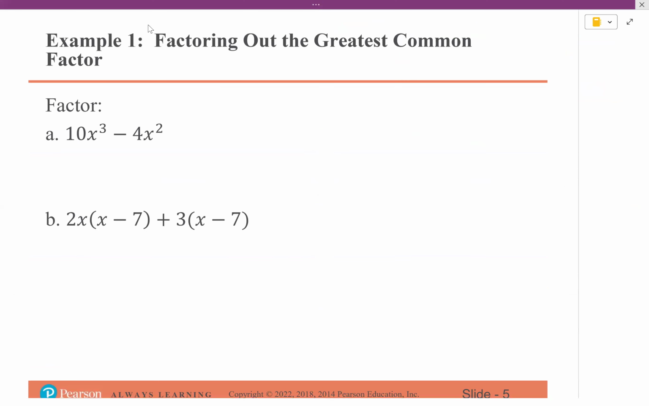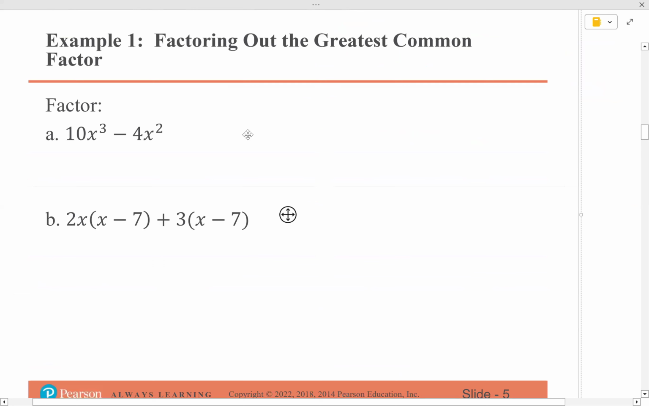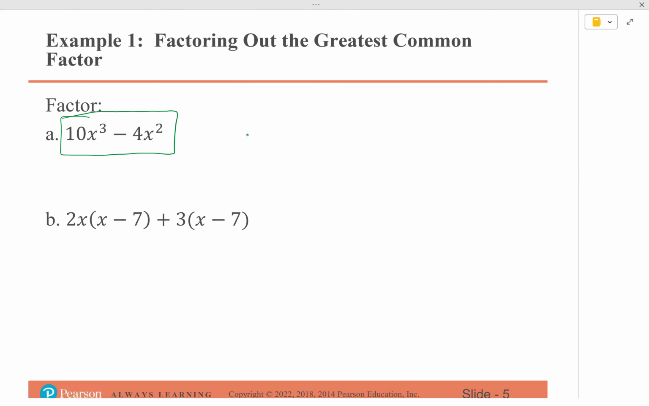All right, so let's try this. Here's an example: 10x to the 3rd minus 4x squared. Notice when they say factor out the greatest common factor, the key word is greatest. I could just take an x between these two. 10x to the 3rd and 4x squared have an x in common.